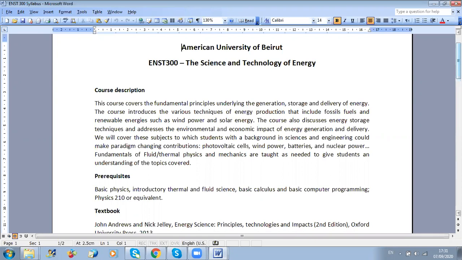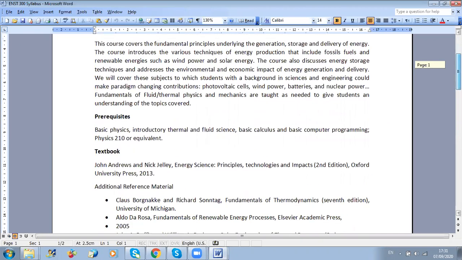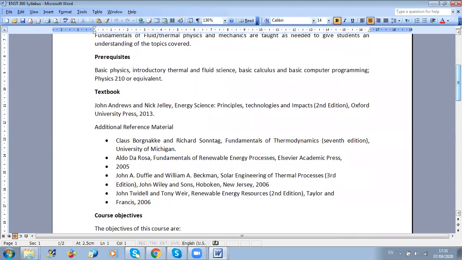Now for the references, mainly no need to go to references, because everything is in the slides, and everything will be in the YouTube links I will send you. But in case you want to have more information, you have several textbooks that you can go to. So mainly the main textbook is Energy Science, Principles, Technologies, and Impacts. Now, you have several additional reference materials, as for example, Fundamentals of Thermodynamics.